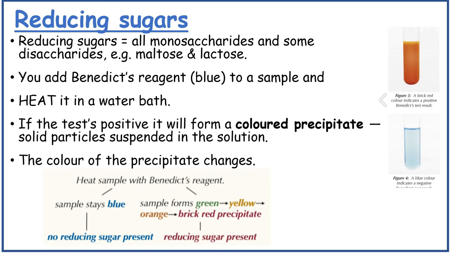So what you would do is add Benedict's, which is a blue colour, to a sample, heat in a water bath, and if the test is positive, it will form a coloured precipitate, which is solid particles suspended in the solution. And the colour of the precipitate changes. So if you heat it with a sample and it's negative, it will stay blue. If it's got some sugar, it might go green. If it's got a lot, it might go orange. If it's got a real lot of reducing sugar, it will go to a brick red precipitate.